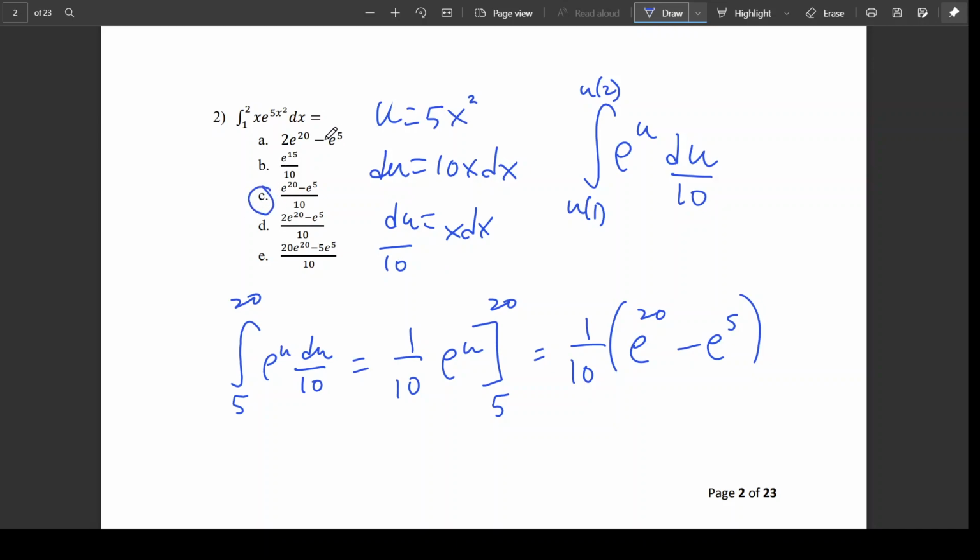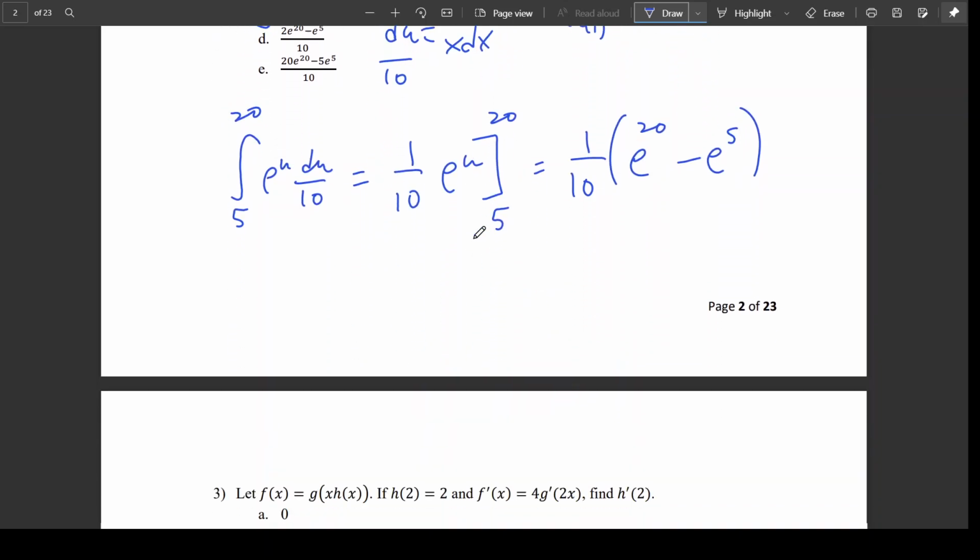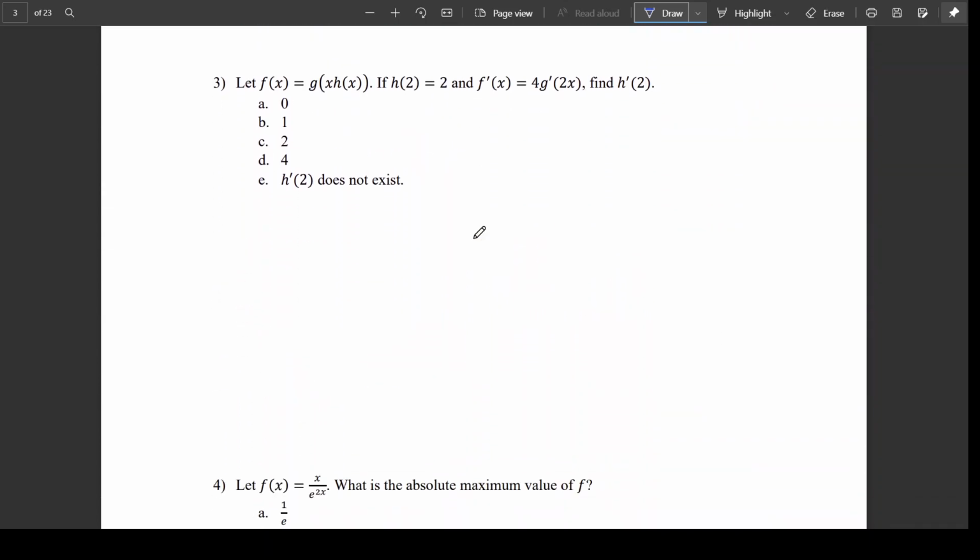By the way, if you're thinking that these two are a bit too easy, don't worry, it's going to get a bit spicier as we go through. Okay, so let's look at question 3.